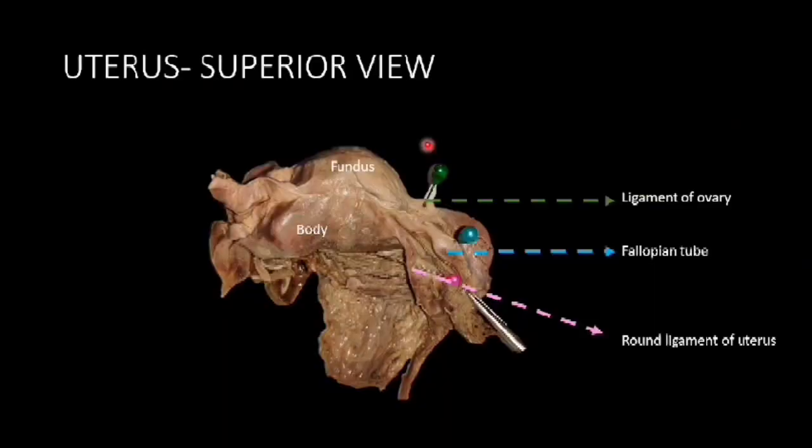This is the superior view of the uterus. You can see the fundus, the body, and you can also see the fallopian tube. In front of the fallopian tube, you can see the round ligament of uterus. Behind the fallopian tube, you can see the ligament of ovary and also the ovary.